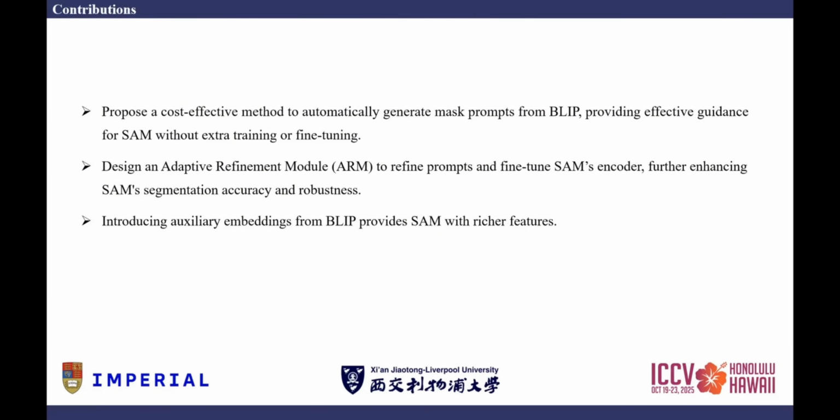Second, we design an adaptive refinement module which refines the prompts and fine-tunes the SAM image encoder. So the segmentation becomes more accurate and robust. And third, by introducing auxiliary embeddings from BLIP, we provide SAM with richer features for this task.